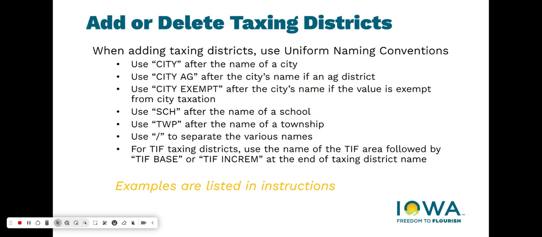So before any data is uploaded into the online Department of Management system, there needs to be effort made to add or delete any taxing districts from the 2024 year. When DOM opens the valuation system, the tax districts from the prior year are copied over to the new year. So the tax districts that you had in 2023 are copied over for 2024. In any given year, you may need to add or delete tax districts. They may change from year to year.